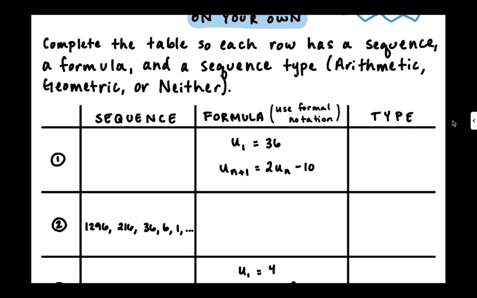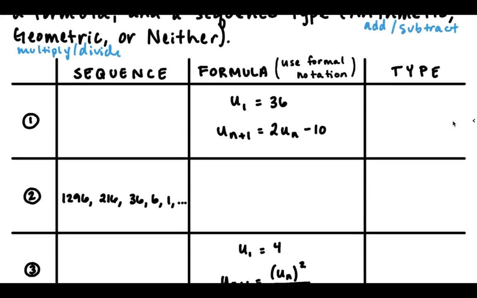So we're completing each table, so each row has a sequence, a formula in formal notation, and the sequence type. Let's just remind ourselves that arithmetic is adding or subtracting. Geometric is multiplying or dividing. And if it's something else, where you're doing both of those things, or squaring or cubing or square rooting, then it would be neither.